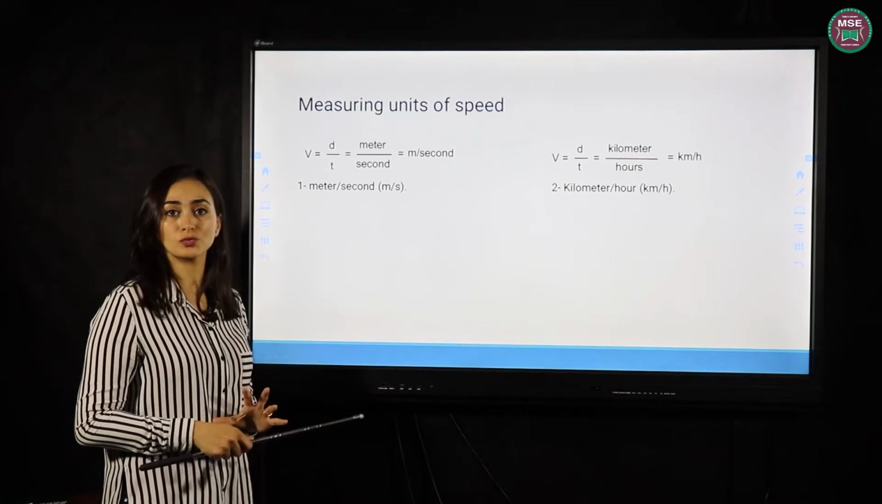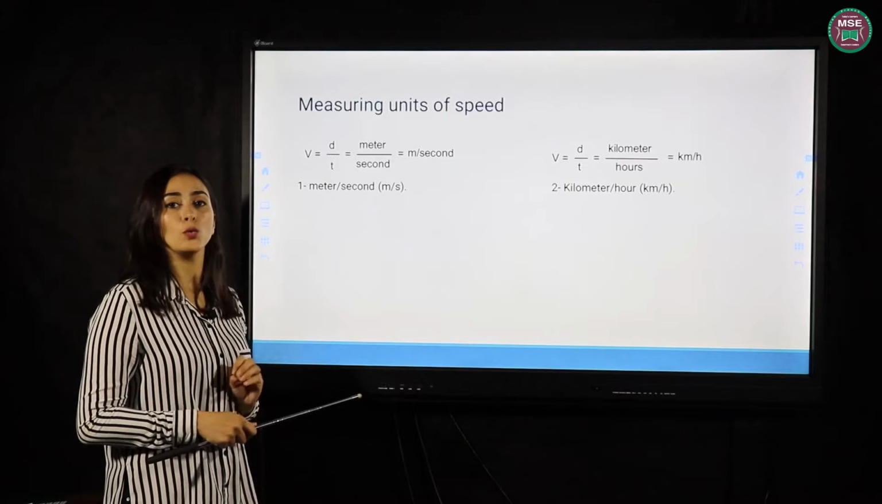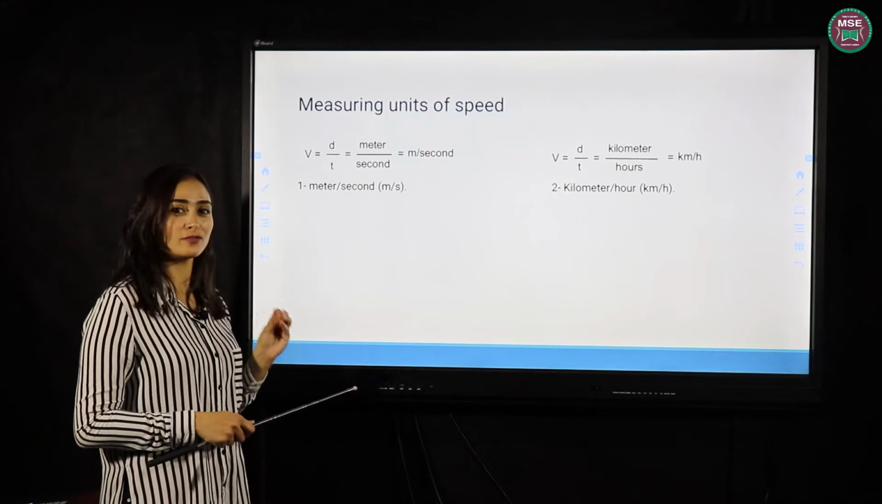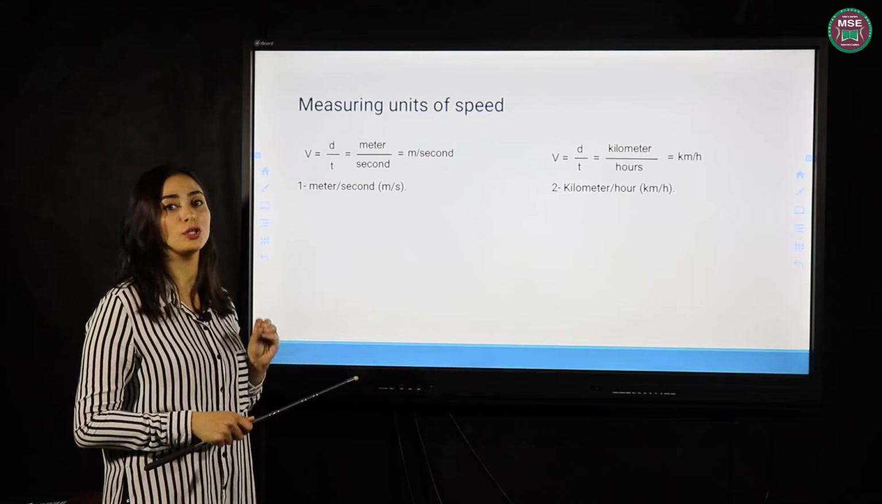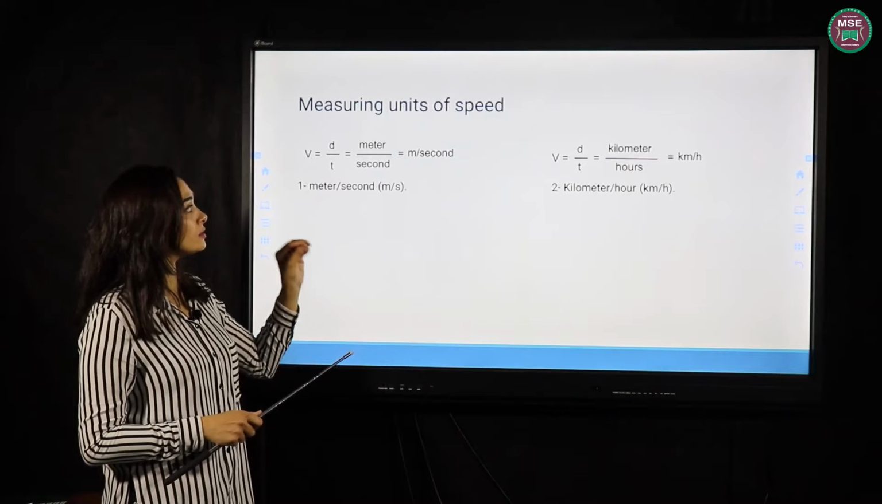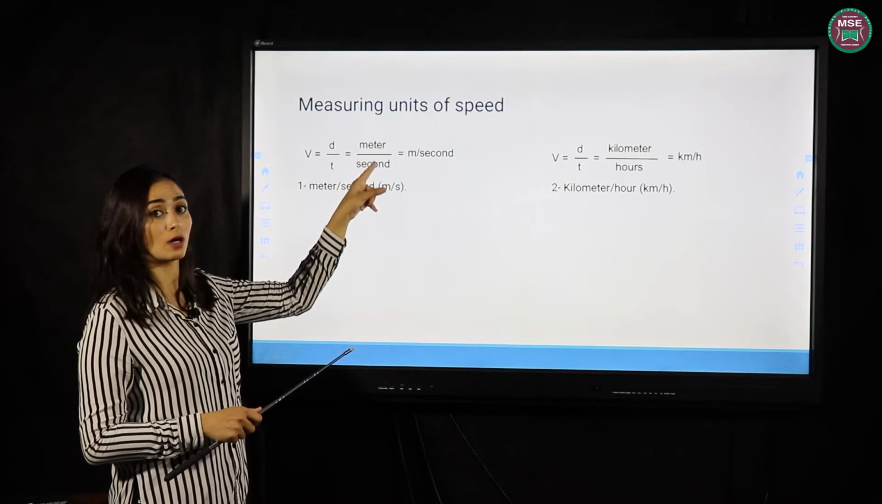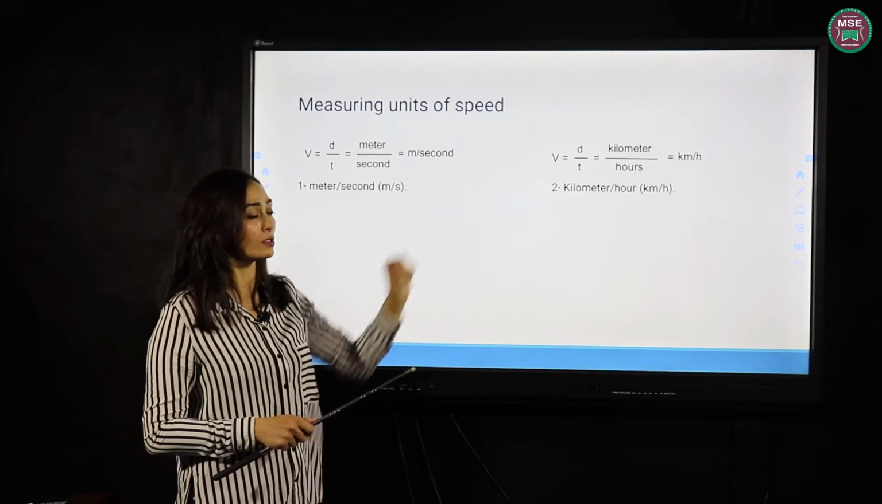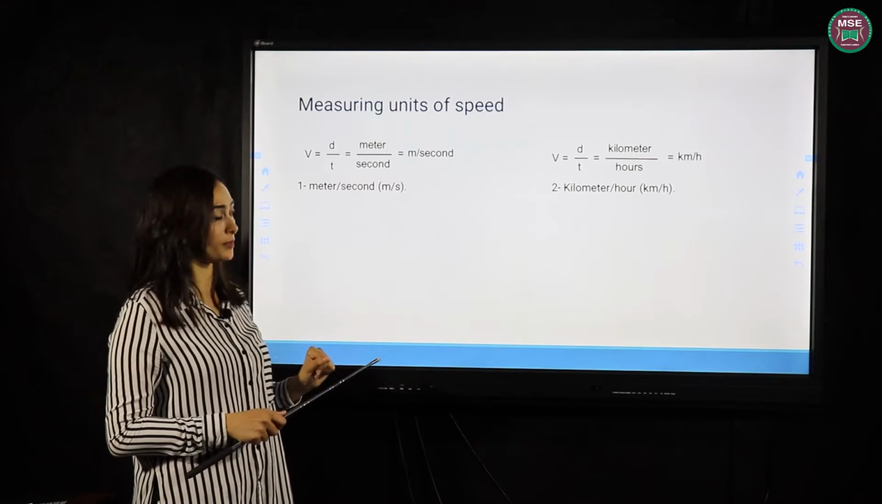You have to concentrate, students. When I solve any problem for speed, you have to focus on the measuring unit, the distance and time. When the distance is in meters, the time is in seconds. When the distance is in kilometers, the time is in hours.